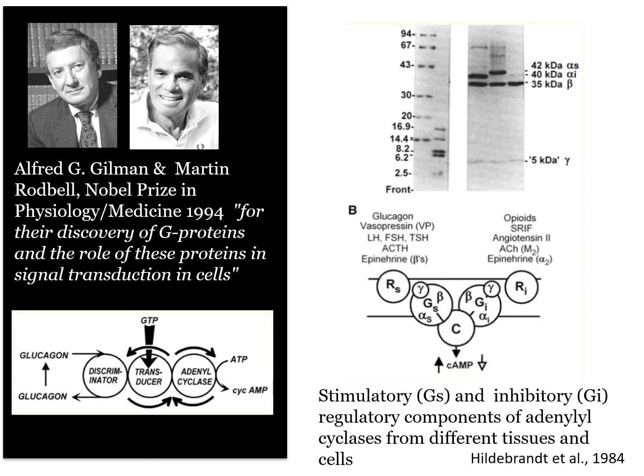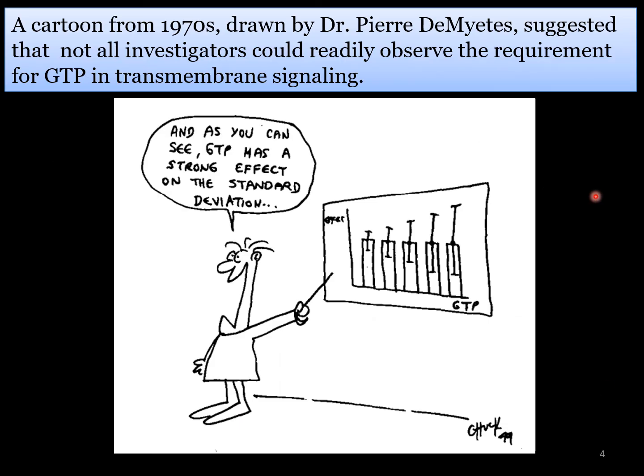Now, I would like to point out that at that time there was a lot of bias due to the involvement of stimulatory effect and inhibitory effect. So this bias led to some kind of interesting cartoons at that period of time. A cartoon from 1970 drawn by Dr. Pierre D. Maiter suggested that not all investigators could readily observe the requirement for GTP in transmembrane signaling.